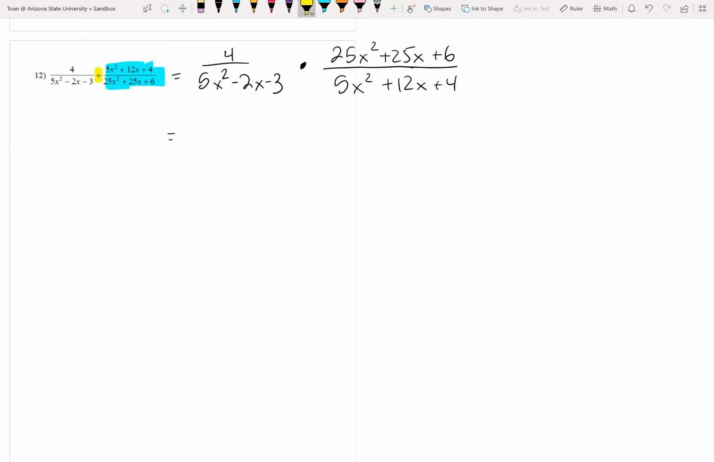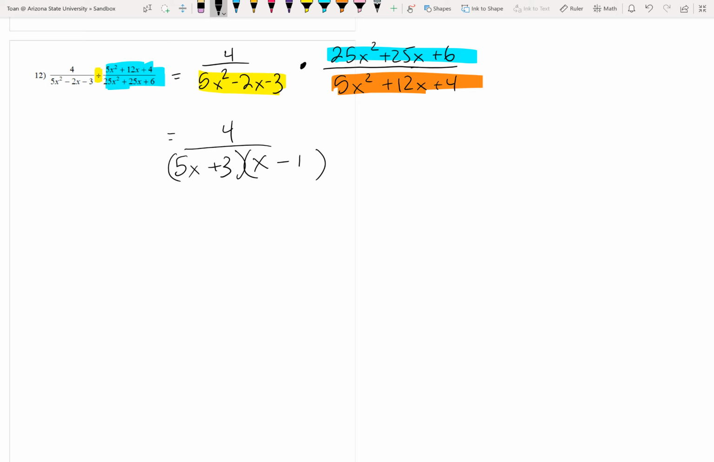So there's only three pieces we need to factorize. This piece, and this piece. So the 4 just stays as the 4. 5x squared minus 2x minus 3. So I'm not going to spend time explaining. I'm just going to go straight to the answer. So what's that? That could be 5 and 1. So it's going to be a minus 1 plus 3 here. That'll give me a negative 2.